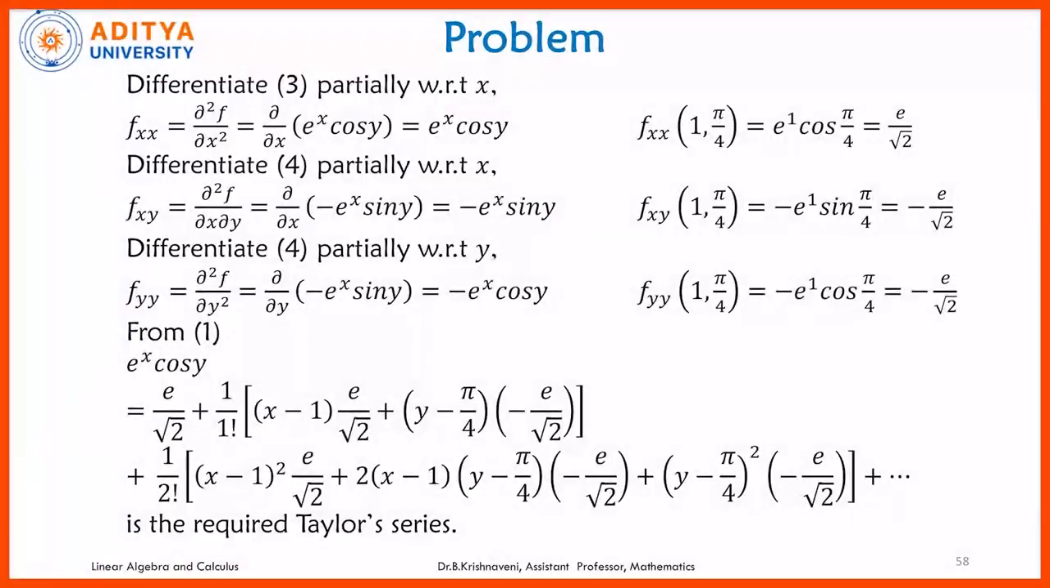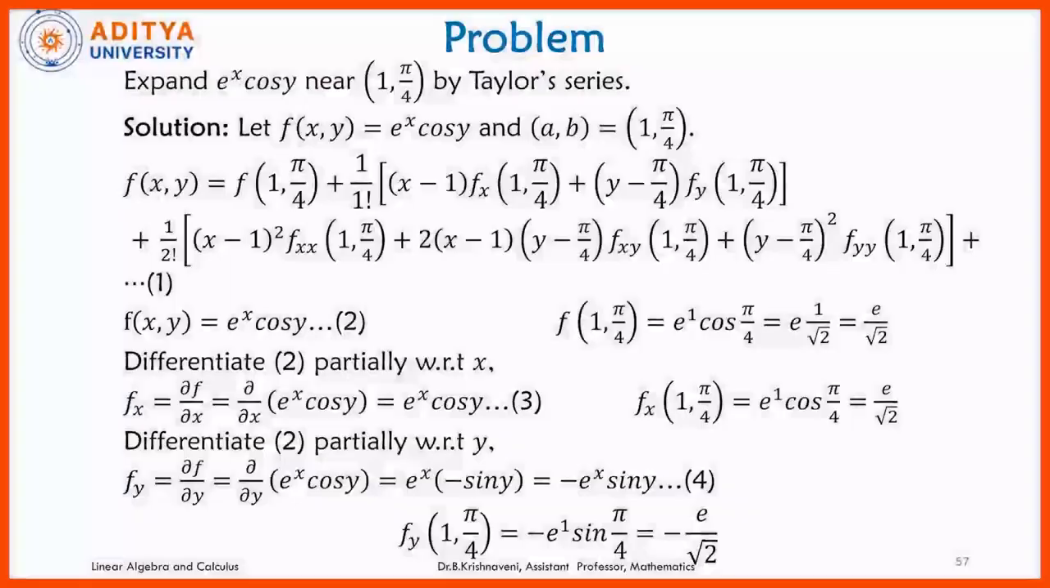For that, let us calculate the second order partial derivatives. Fxx means ∂²f/∂x². So, differentiating f with respect to x two times partially is represented by ∂²f/∂x², which is nothing but ∂/∂x of ∂f/∂x. So, what is ∂f/∂x?